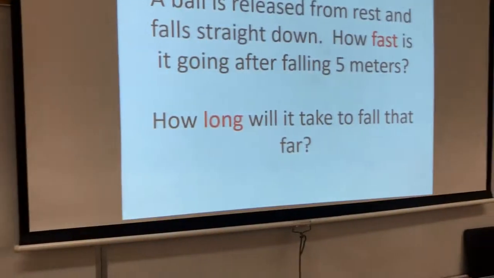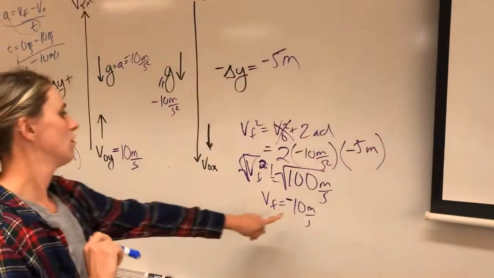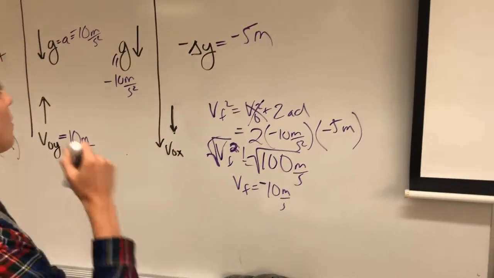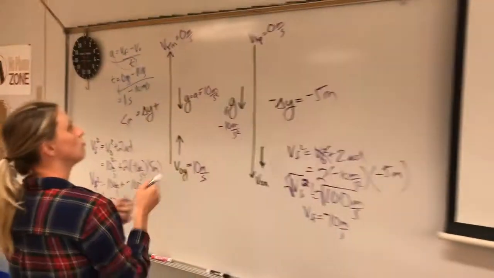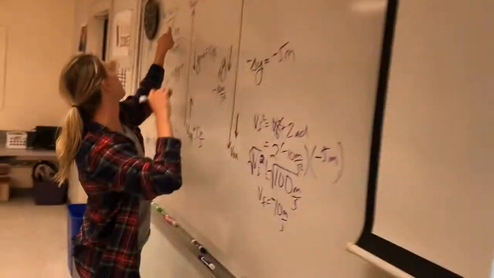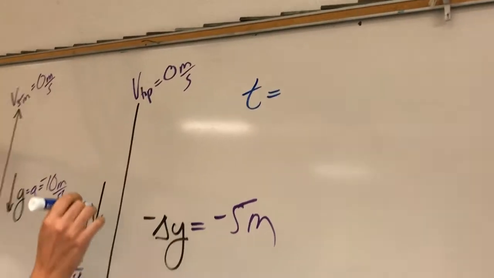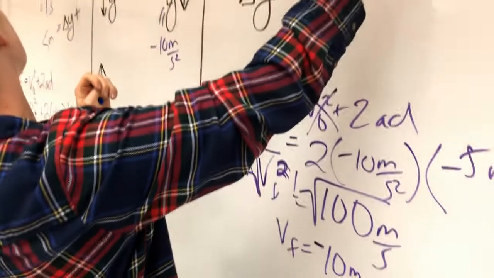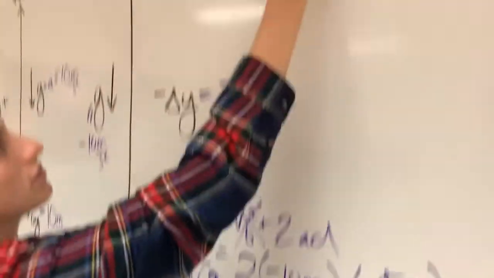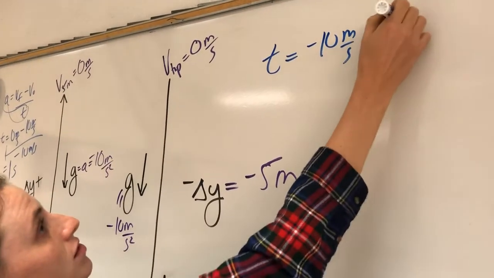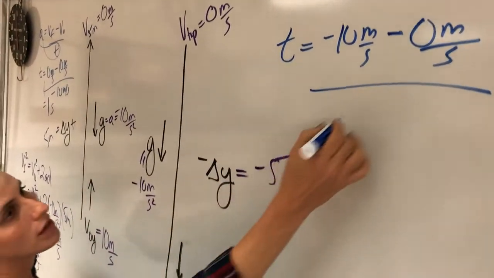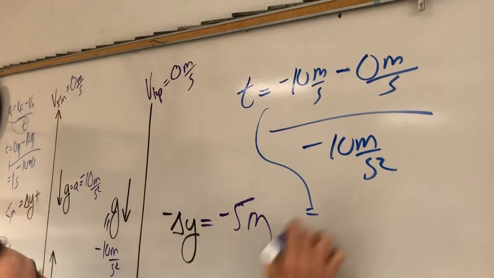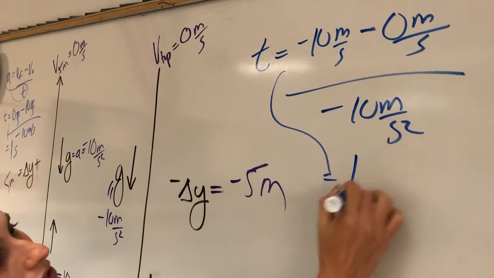Okay. How long will it take to fall that far? Oh, wait. Hold on. Y'all recognize anything? Okay. How long will it take to fall that far? We can use the same equation. You love it when it's easy. We already did our work over here, so I'm just going to say t equals. I'm just going to flip-flop it here. My velocity final was negative 10 meters per second, subtract my velocity initial, divided by, and we just flip these two, so acceleration goes in the bottom, negative 10 meters per second squared. Okay, that should be 1 second. I think so. Sweet, which makes sense, right?